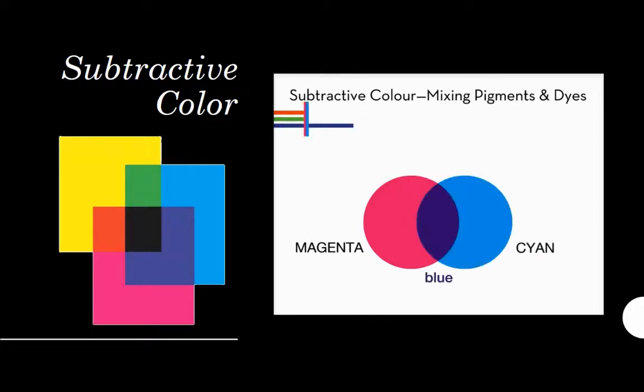The magenta ink absorbs green light. Cyan ink absorbs red light. Only the blue light remains. Blue is a subtractive secondary color achieved by mixing two primaries.